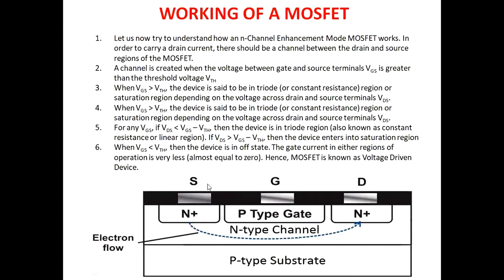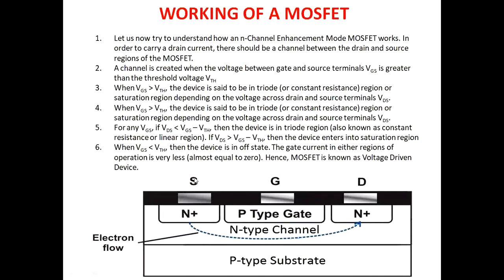A MOSFET operates in 3 different regions. As we know, there are 4 different types of MOSFETs, as explained in the previous slide: N channel enhancement, P channel enhancement, N channel depletion, and P channel depletion. Now I will explain the working of the N channel enhancement type MOSFET. Let's start to understand the N channel MOSFET.